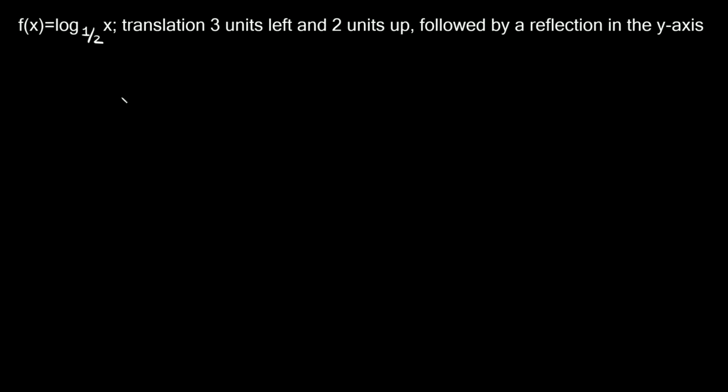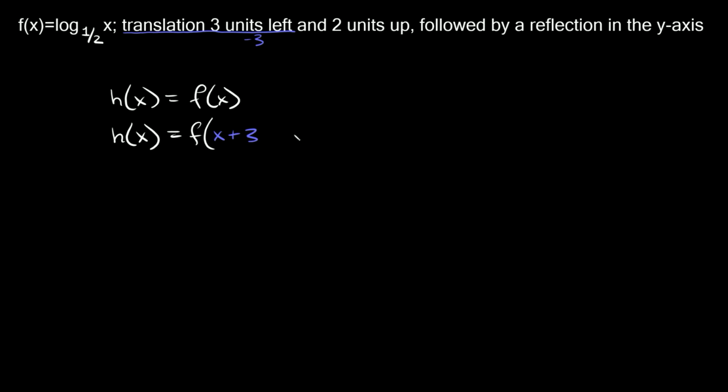So again, the first step is just writing h of x is equal to f of x, right? And now we're going to apply the first transformation or transformations to f of x. So we're going to say that h of x is equal to a translation 3 units left. So to the left, that would be the same thing as minus 3, right? So whenever you translate something left or right, you always put the opposite number here. So instead of minus 3, we're going to put plus 3, and we're going to put that with the x inside of the parentheses. So we're going to say f of x plus 3.